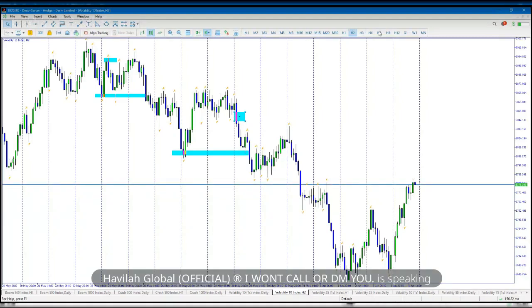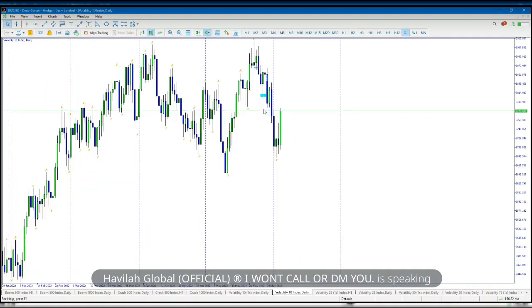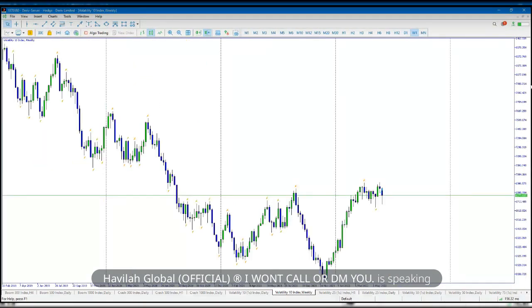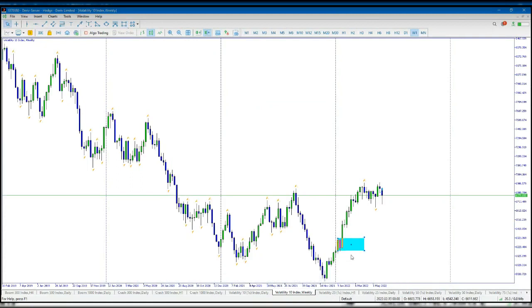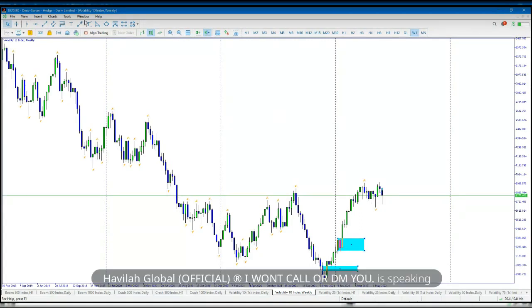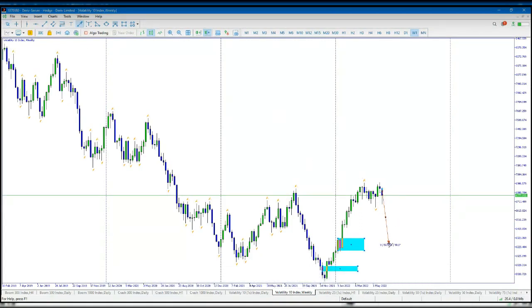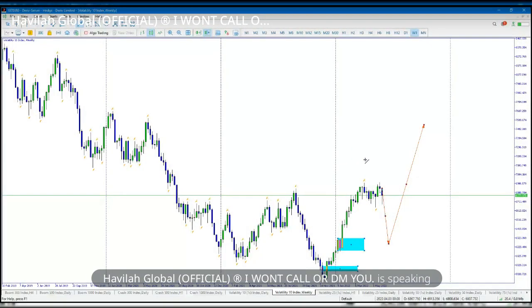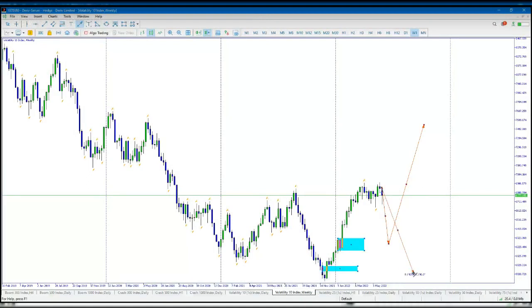So basically now, the bias for this asset is a sell to either this zone or this zone. So we can either see something like this and then a push up, or something like this and then a push up.